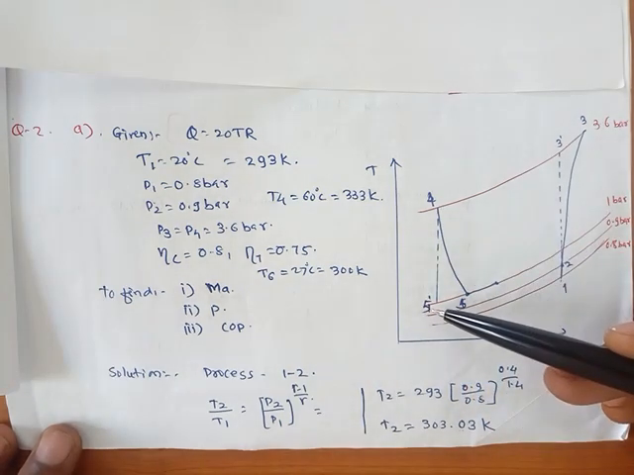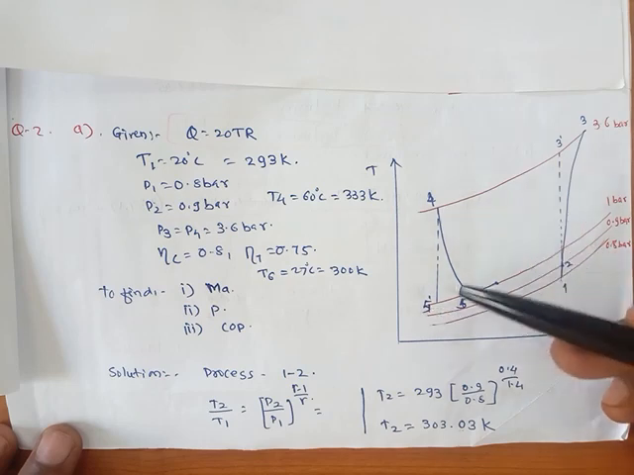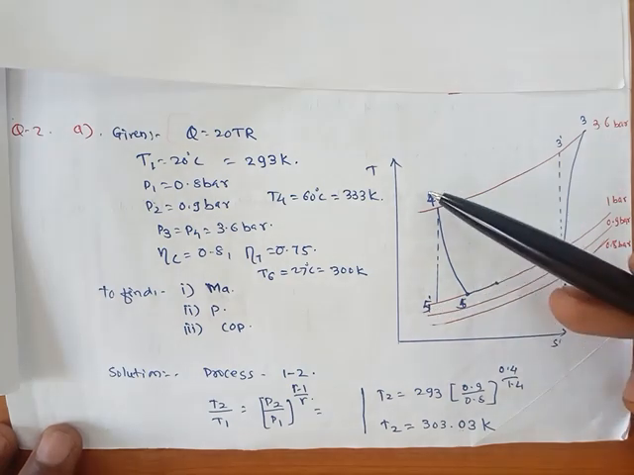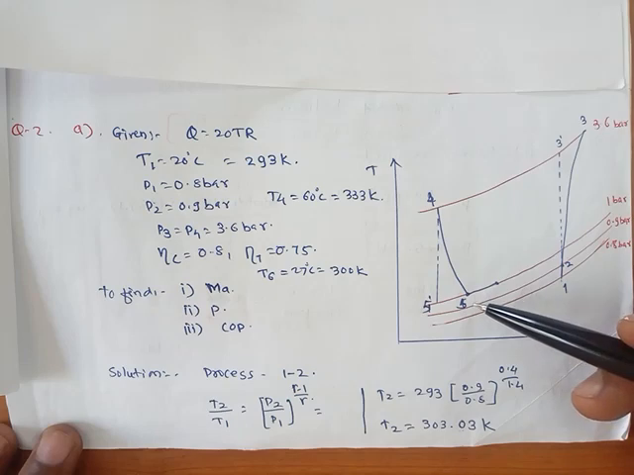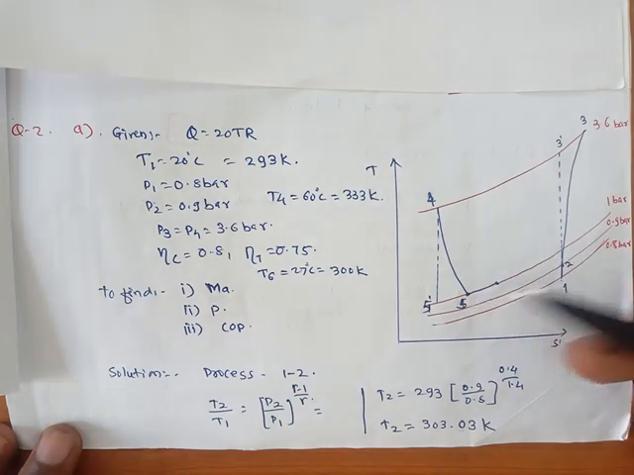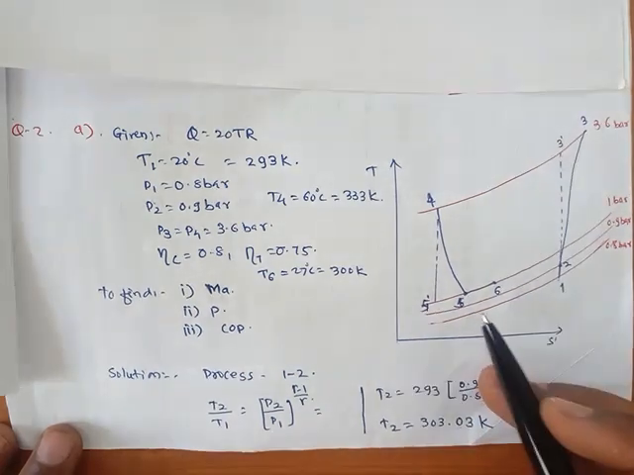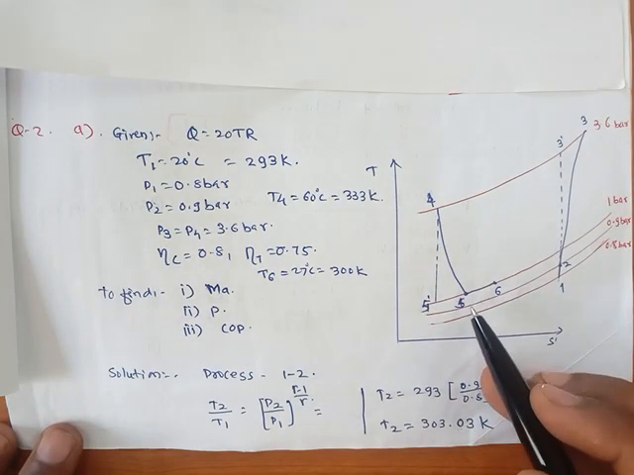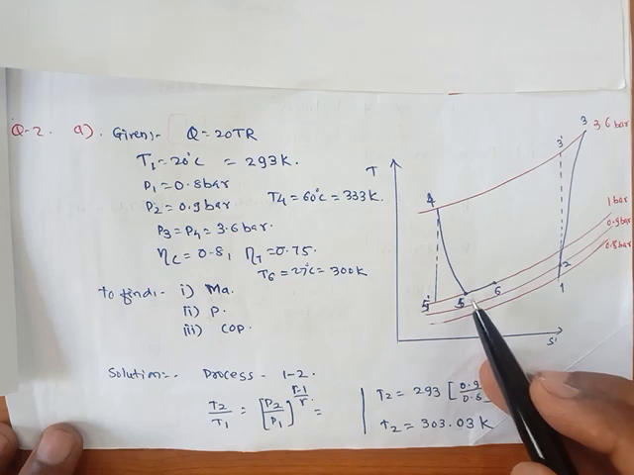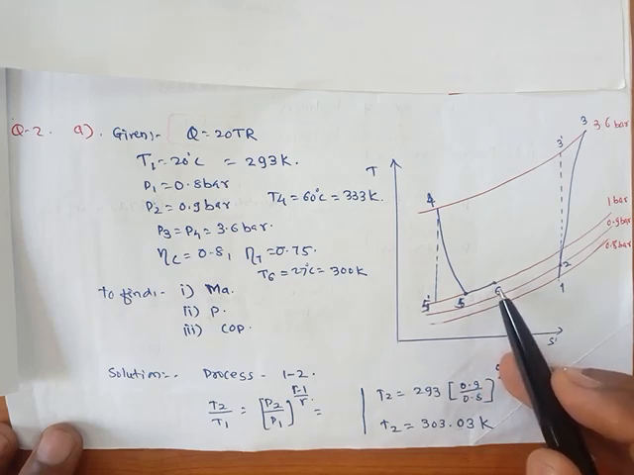4 to 5 dash is ideal turbine process or isentropic expansion process. 4 to 5 is actual expansion process, and 5 to 6 is the refrigeration process, where the cooled air will be supplied from point number 5 to the cabin outlet pressure.